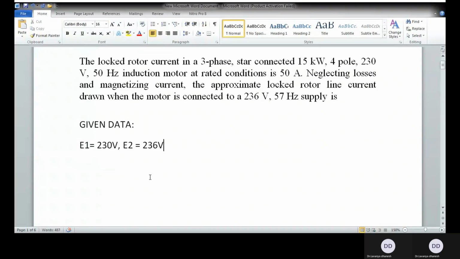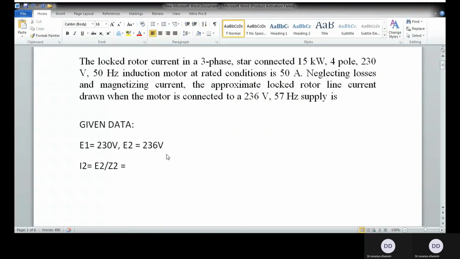Then we have frequency. We have 2 frequencies. Okay, so everything you have to understand. And we have the 2 resistance values. Now we should know the formula. We need, neglecting losses and magnetizing current, the line current drawn when the motor is connected to the line. Okay, so here you should know that formula I2. Generally I is equal to V by R. So here it is E2 by Z2. Since it is an impedance, we are taking it as E2 by Z2.